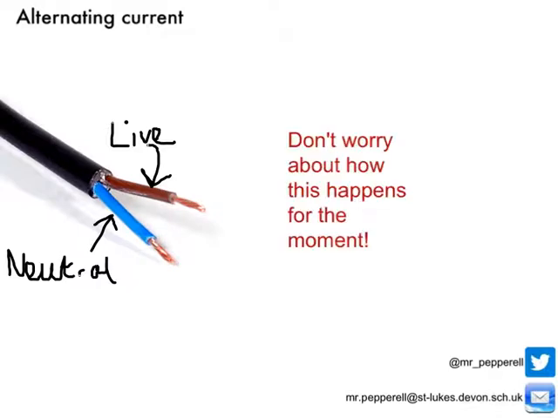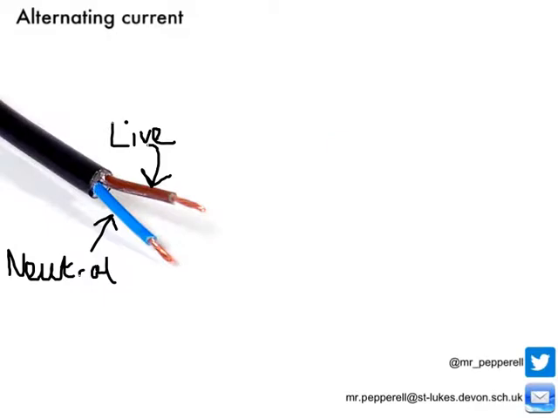Now first thing is, don't worry about how we do this at the moment. Don't worry about how that potential difference is created between the two wires. We're going to find that out, just not yet. So don't worry about it for the moment. Just accept the fact that between these two wires there is a potential difference which has been made.